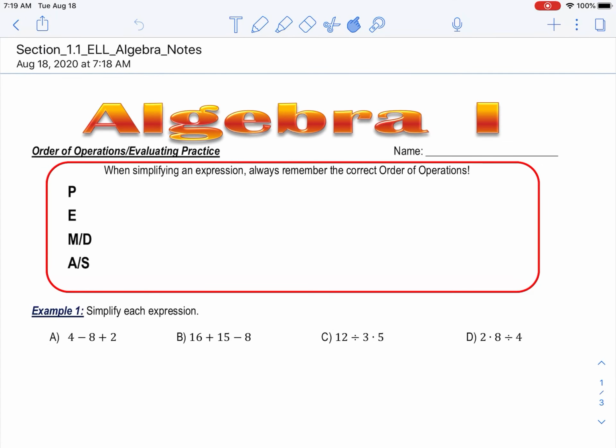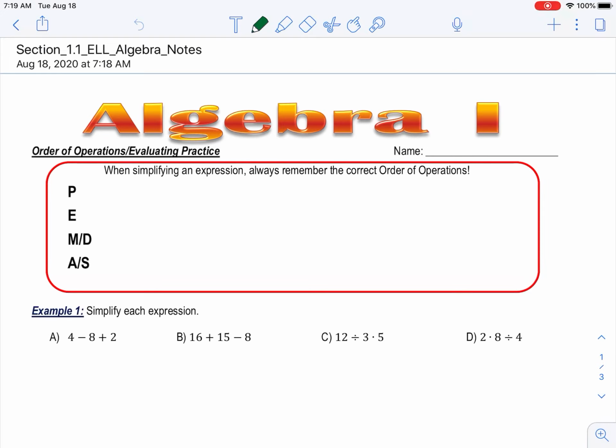All right, let's go ahead and get into the first section today. We're going to be doing 1.1, which is order of operations and evaluating practice. So first, let's look at order of operations. We'll be looking at PEMDAS. That's how we remember it.